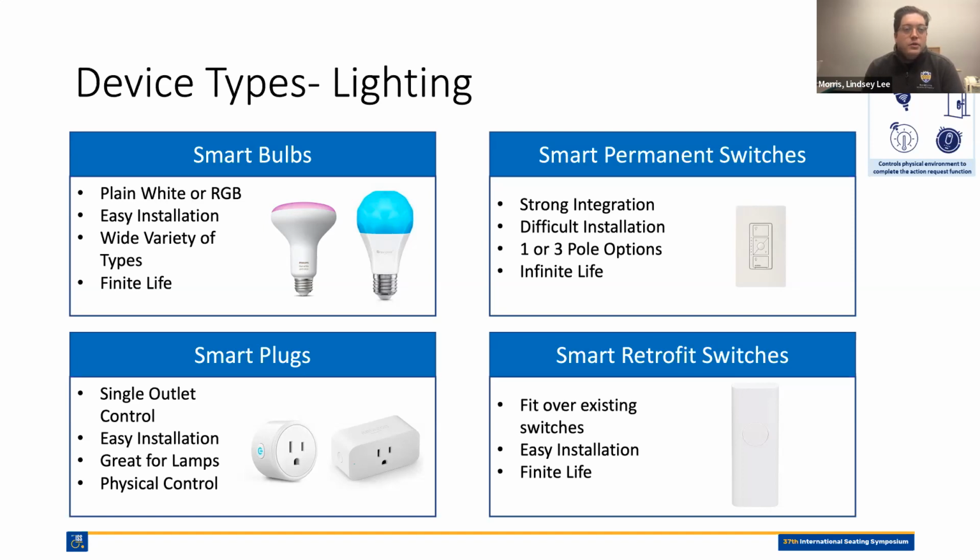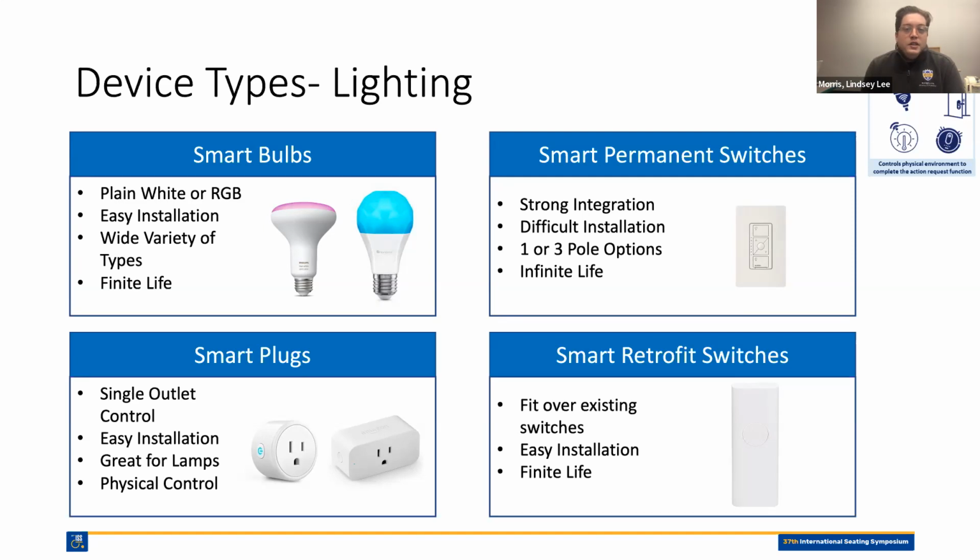You just unscrew your light bulb that you currently have, screw in the new one, and then pair it to your system. Unfortunately, they do have a finite life, and once the light dies, that's it for the bulb. There's no repairing it. You have to just replace it and start over. This makes them good for low volume. If you only have a lamp or two to convert, or if you're renting, it's easy to throw these in and then just store the old light bulbs. And then if you move out, just replace them with the original bulbs.